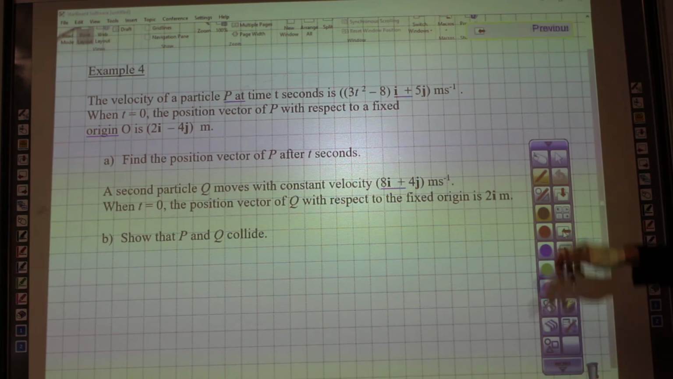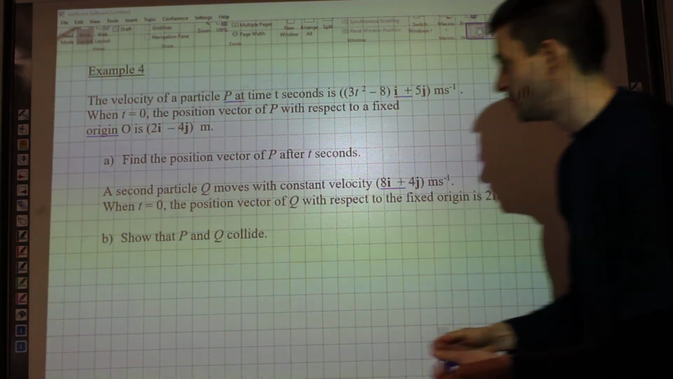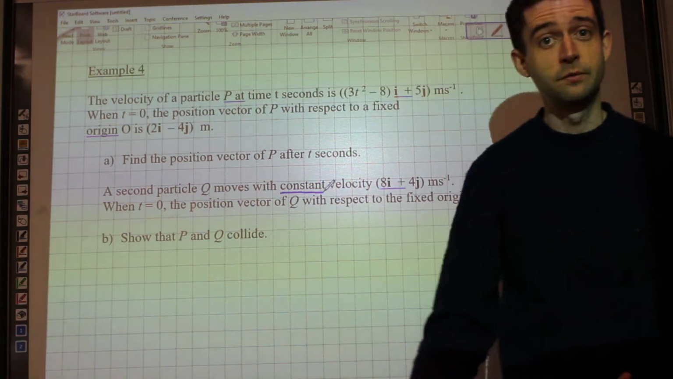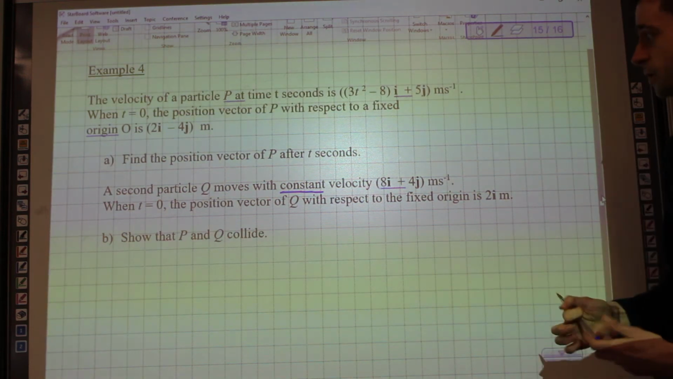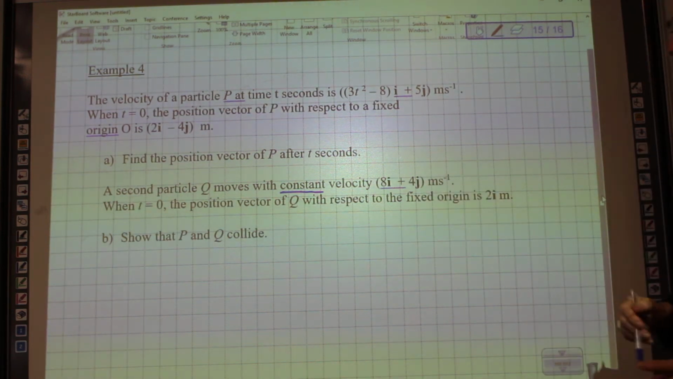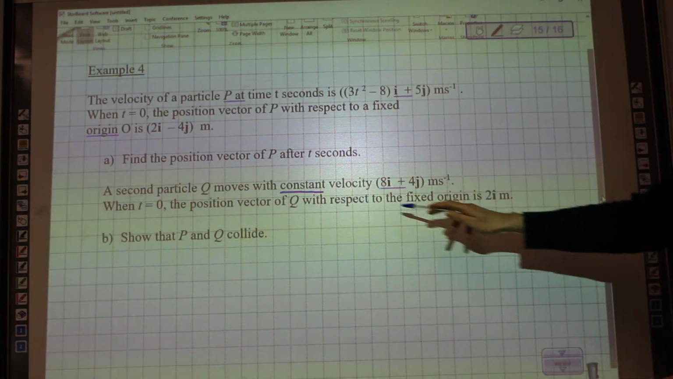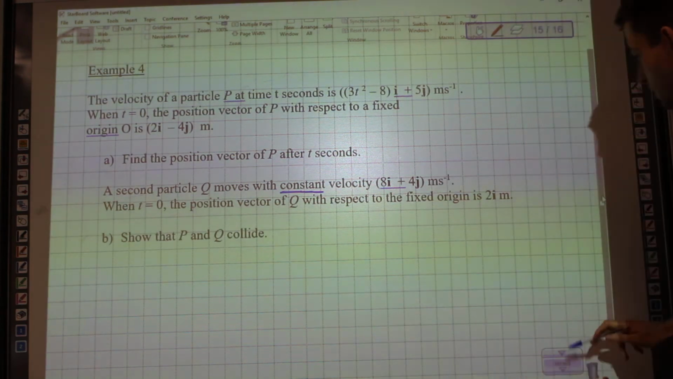Now, what we're told now is a second particle q moves with constant velocity. Now, it's the first time we've met this within this context, constant velocity. So this isn't necessarily calculus. Constant velocity 8i plus 4j. We're given its initial position with respect to the fixed origin is 2i. We're being asked to show that p and q collide.